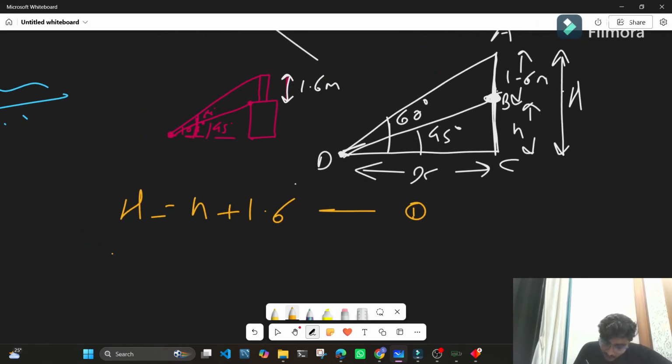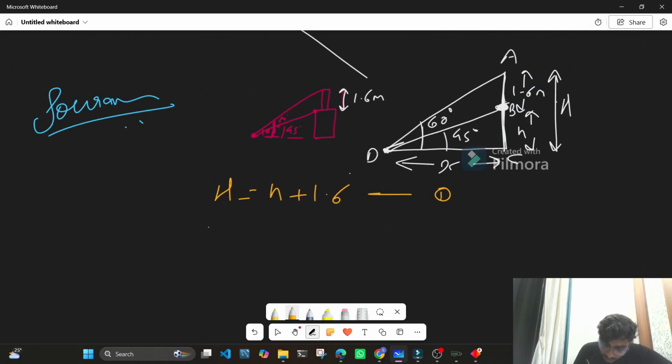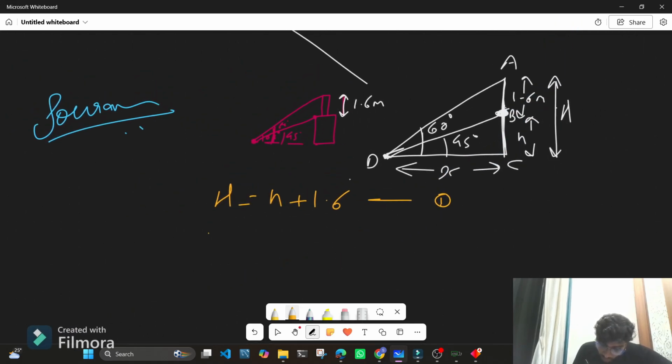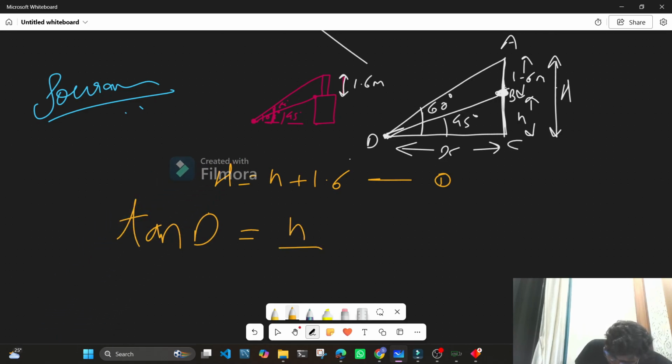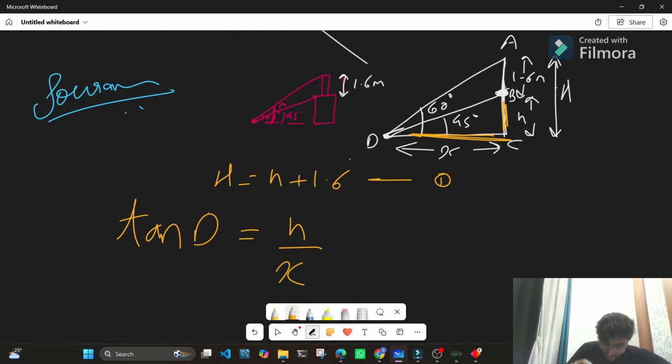Now we will use the trigonometric ratios to find the other things. If I consider the pedestal, angle D is 45 degrees and small h is the height of the pedestal. So if I use tan, I can write tan D is equal to small h upon x, that is this side over this side, the side opposite to the angle upon the adjacent side.